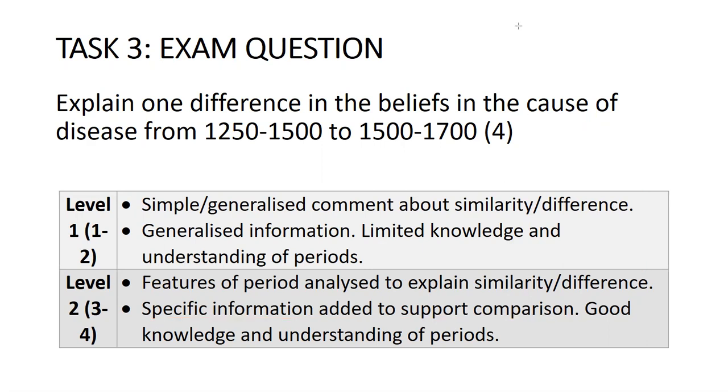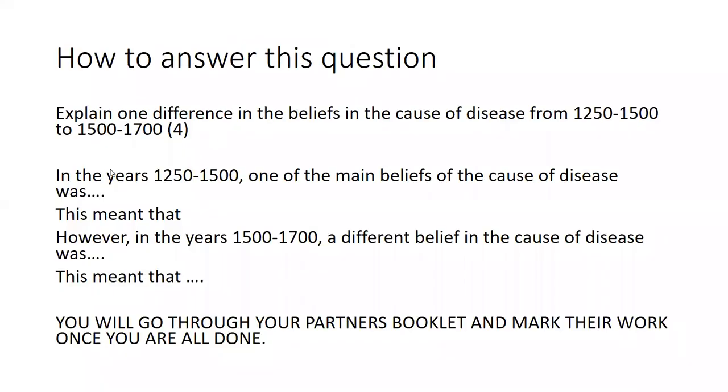So in my opinion, the way in which you would do this question is, in the years 1250 to 1500, one of the main beliefs on the cause of disease was. So give, in my opinion, don't just give one word there. With this type of question, give 2 lines of solid evidence. And then this meant that you explain it and do exactly the same thing. So if you were just to do these first 2 lines here, you'd get 2 out of 4. And then if you do the other 2 in detail, you'd get 4 out of 4.